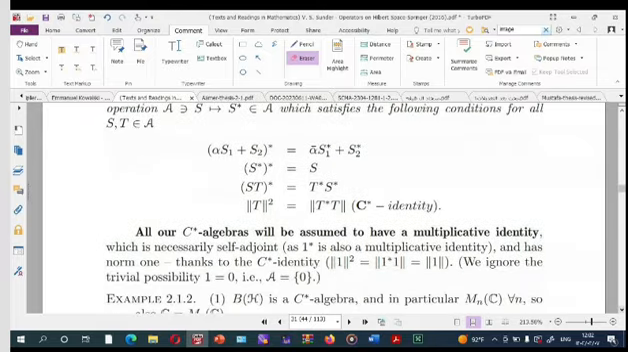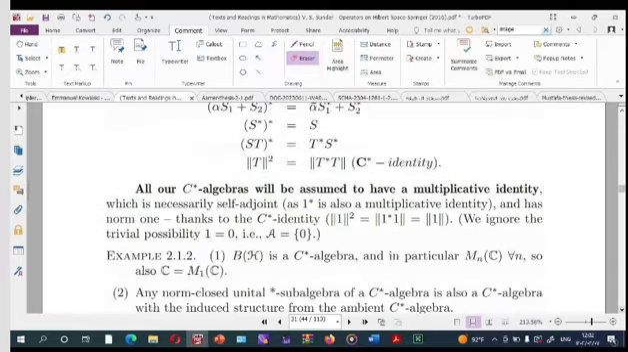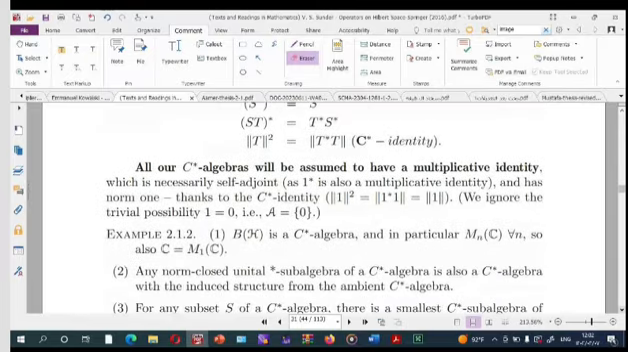A C-star algebra will be assumed to have a multiplicative identity, which is necessarily self-adjoint, because 1 star is also a multiplicative identity, so that these two must be equal, and we know 1 star equals 1 thanks to these equalities. We ignore the trivial possibility 1 equal to 0, which implies that A equal to 0. We don't consider this trivial case.